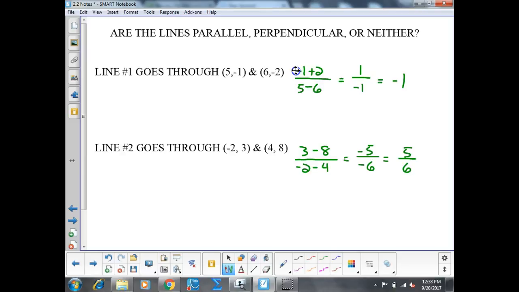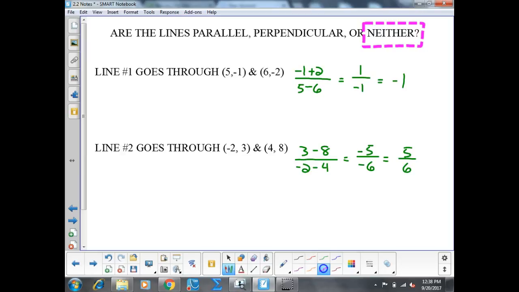Are they parallel? Why not? They're not the same. Are they perpendicular? Because they're not reciprocals, right? They're opposites, because one's positive and one's negative, but they're not reciprocals. And it's got to be both. So in this case, we are neither.